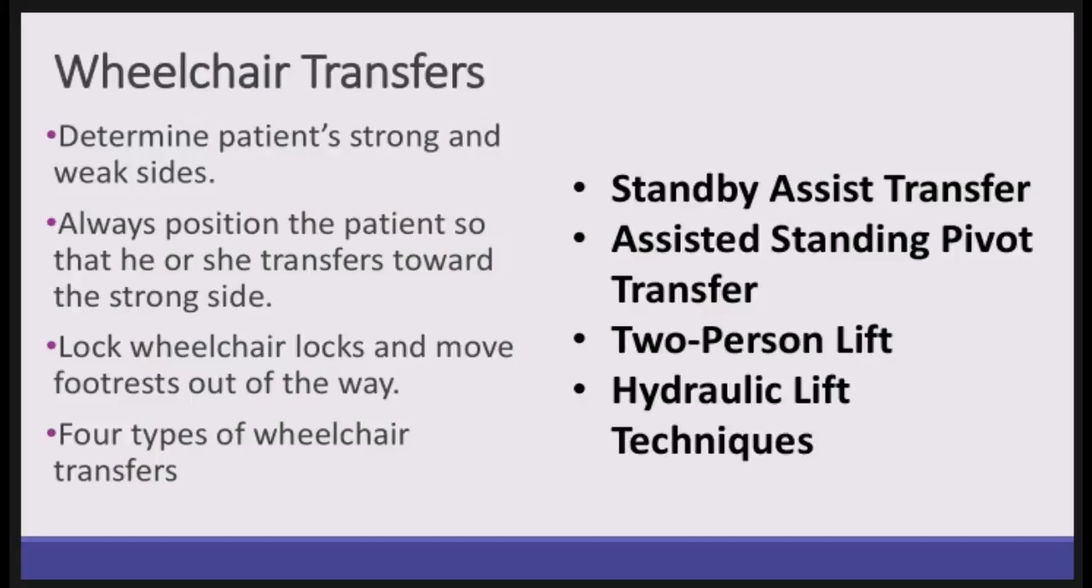There are 4 different types of these transfers. There's the standby assist, where the patient pretty much can do most of the work and you're going to stand and help support them. And then you have the assisted standing pivot, where the patient can't really walk, but they can help you a little bit. You can stand them from the wheelchair and pivot turn with a good base of support and have them sit on the edge of the table and then scoot themselves on.